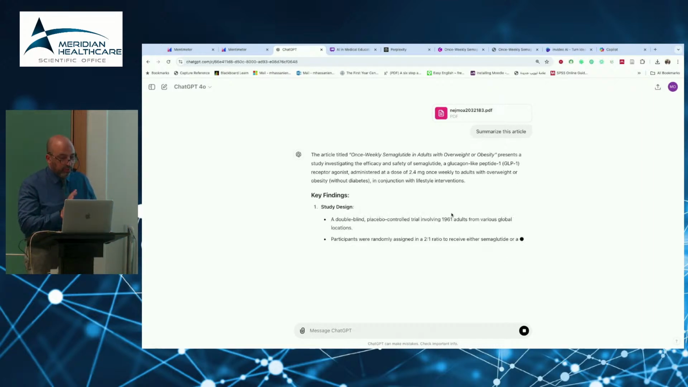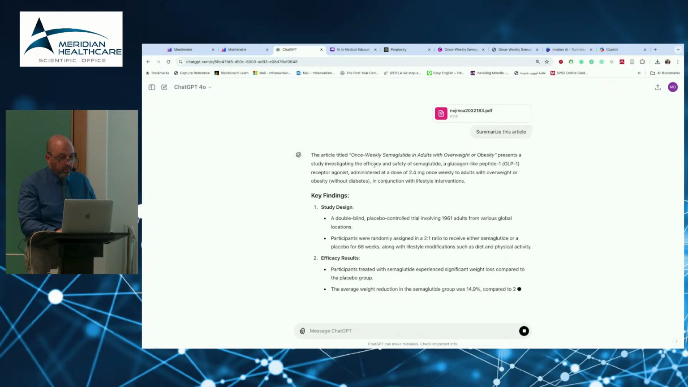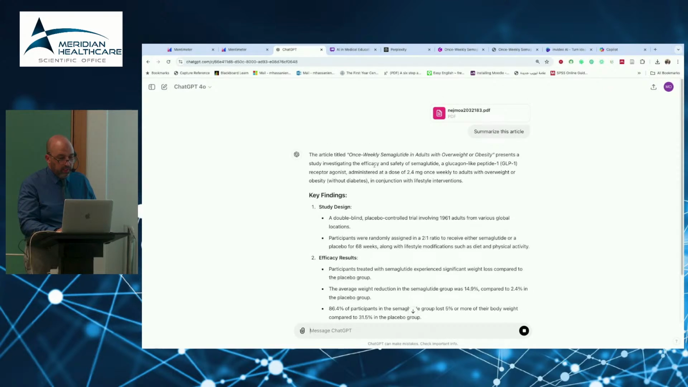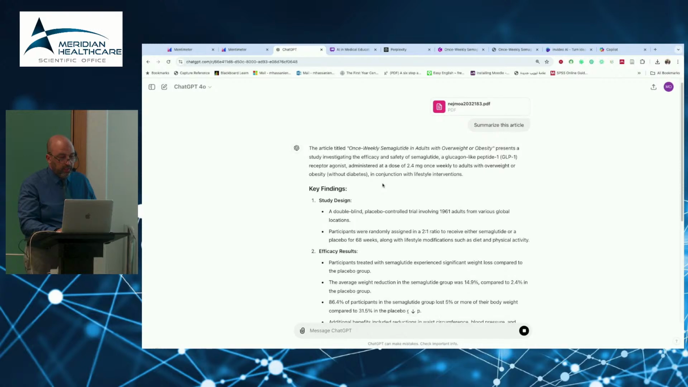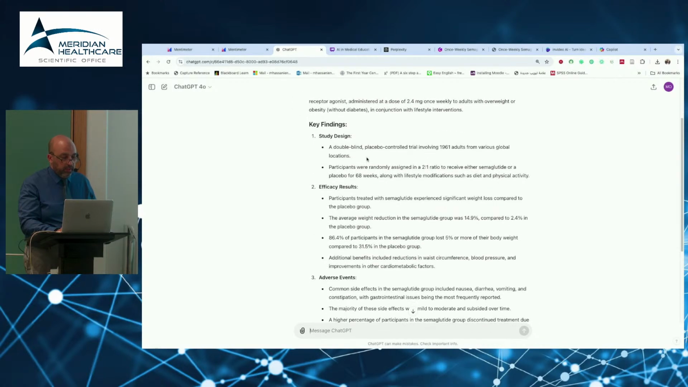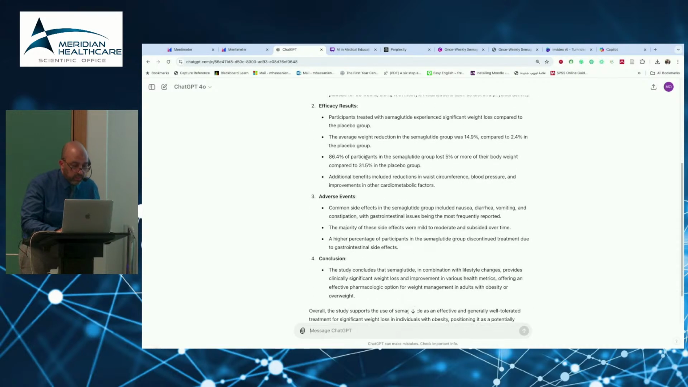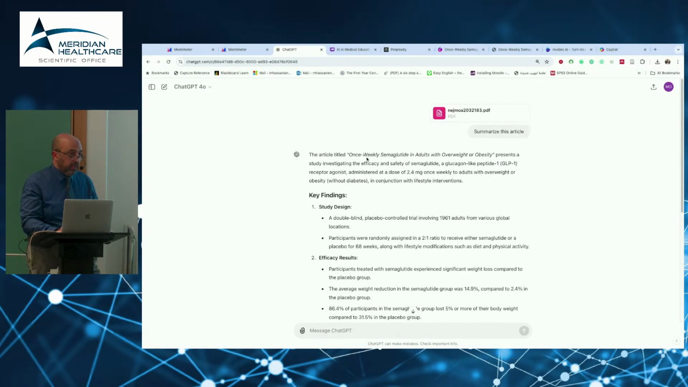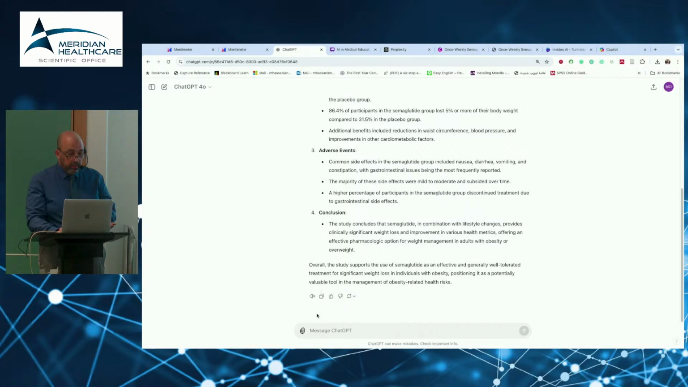In no time. This article titled Once Weekly Semaglutide in Adults with Overweight or Obesity presents a study investigating the efficacy and safety of semaglutide, a glucagon-like peptide receptor agonist. These are the key findings: efficacy, adverse events, conclusion. So it summarizes it. So I can ask it, what are the strengths of this study?